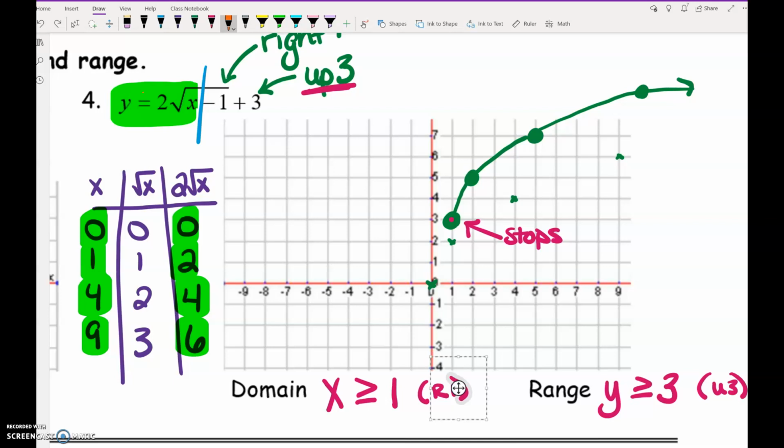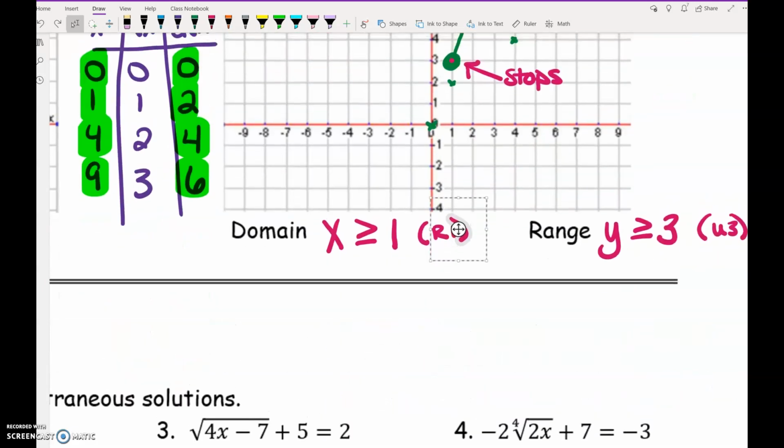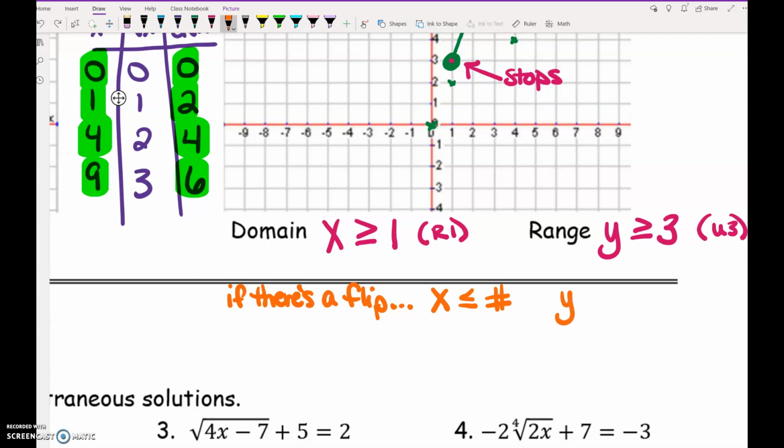It would flip this graph down underneath. So I want you to write down here, if there's a flip, your domain would be x is less than or equal to however much that thing moved right or left. And the range would be y is less than or equal to however much that graph moved up or down. So do you see how the inequality symbol flips when there's a flip? When there's a flip, the inequality flips.